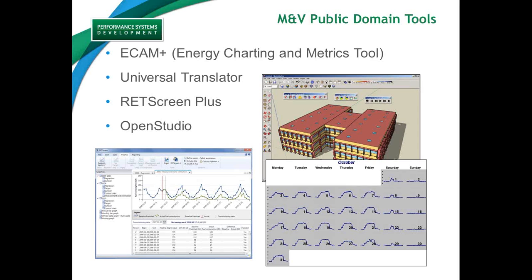The Universal Translator, which again is a free tool. It's an executable application really designed to work well with interval meter data and provide estimates of uncertainty between 2 sets of data. RedScreen Plus, which you'll see a screenshot of at the bottom left. Again, this is more of a monitoring and targeting or an option C related tool, but very good for developing baseline regression equations and forecasting savings between 2 sets of data.